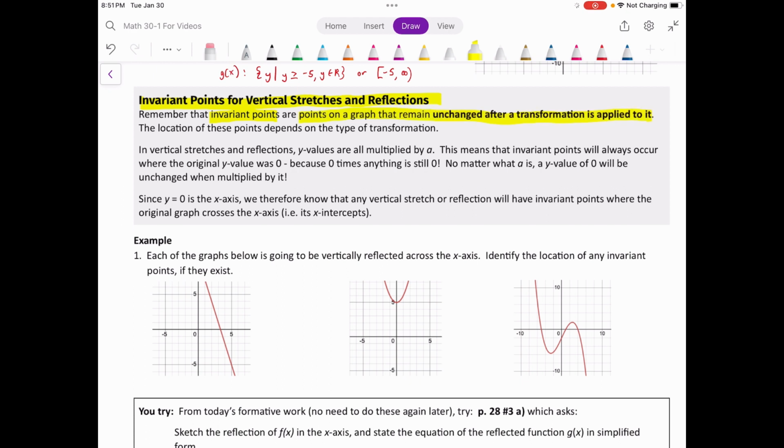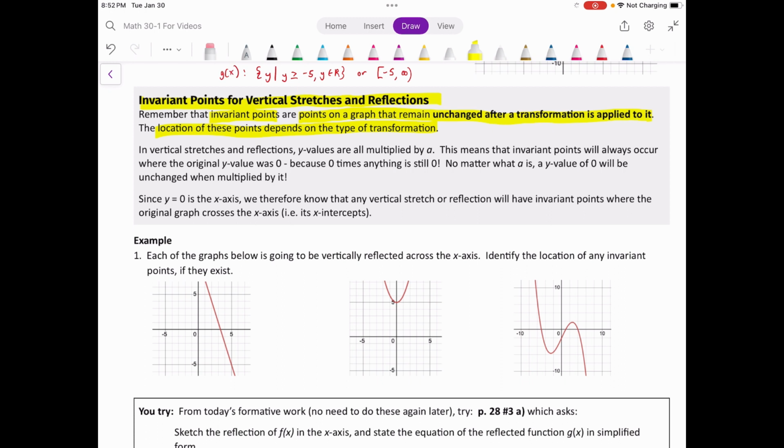Okay? So don't get obsessed with, oh, these are the invariant points, right? It depends on what we're doing. The location of those points depends on the type of transformation. You have to think about what we are doing to the points. So when we did inverse relations, the invariant points were where y equaled x, because what we do for the inverse is swap the y and the x coordinates, right? Well, that's going to be different if we do a different type of transformation.